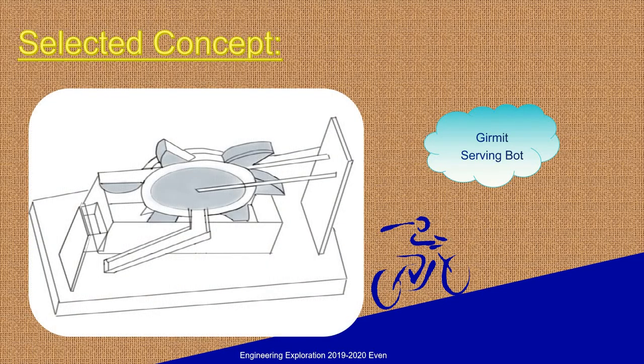Let me explain the parts of the concept. This is the disk to dispense the girmit from the container to the plate. Below that we have the container to store the girmit. This disk is supported by a stand. Here one more stand which is connected to a container. This is for garnishing the plate. All this setup is held together by a base. Here we have used some indications through sensors, which will be explained in the circuit diagram.